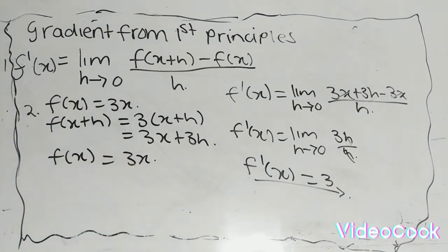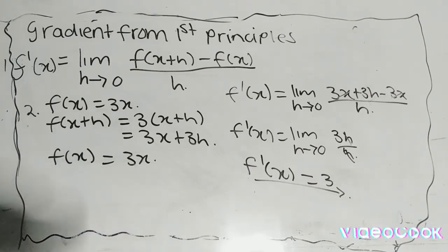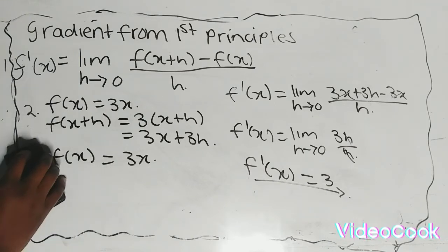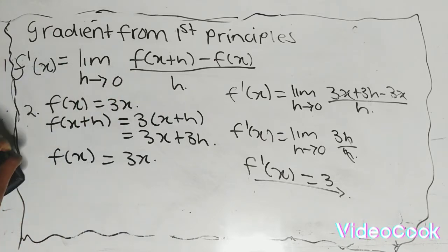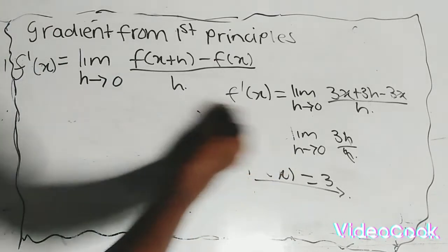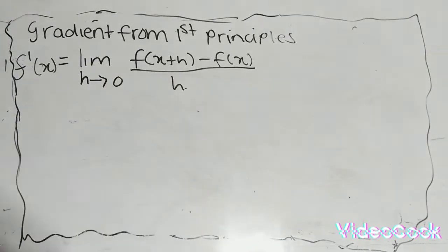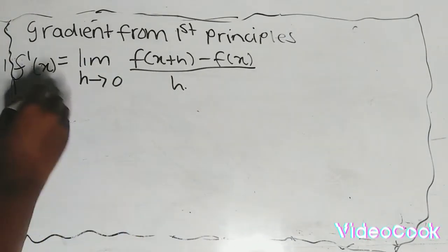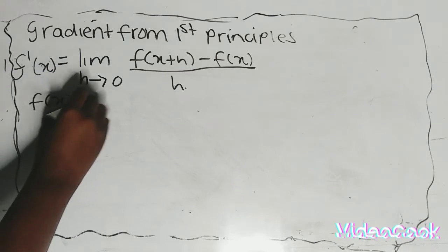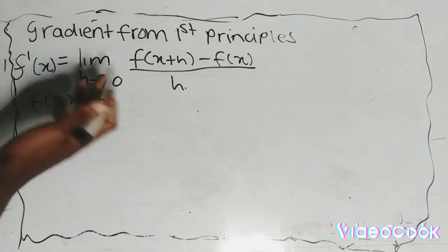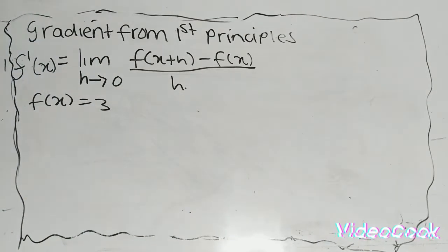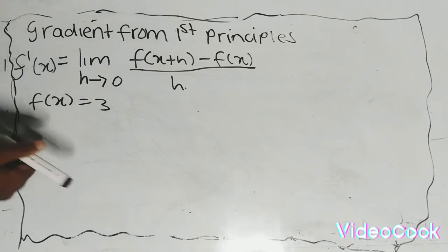What about for f of x is equal to 3? How are we going to calculate the gradient for f of x is equal to 3? Let's have a look. We'll maintain our general form for calculating gradient. Remember? So I'll erase this part. Now our f of x has changed. Our f of x is equal to 3. What are we going to get? So since our f of x is equal to 3, what is f of x plus h?